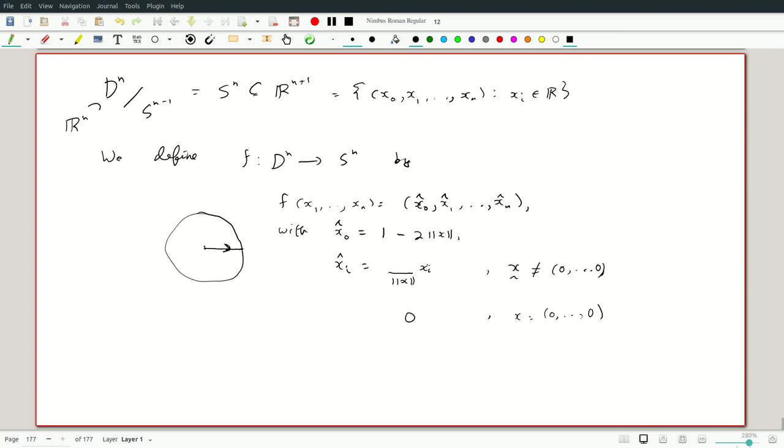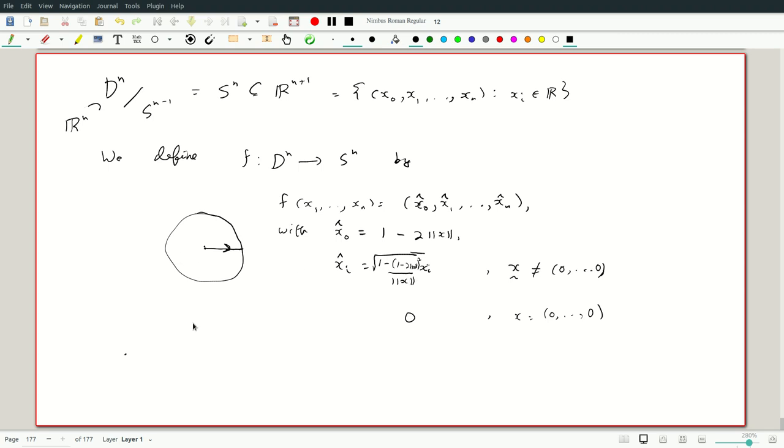Okay, so any point other than 0, 0, 0, we first normalize, but then we want it to have the correct scale. And that correct scale is 1 minus 2 norm x, the whole squared. This quantity is so that all of these end up on the unit sphere. And now it is routine to see, so this gives a map. Okay, so what happens on the boundary?